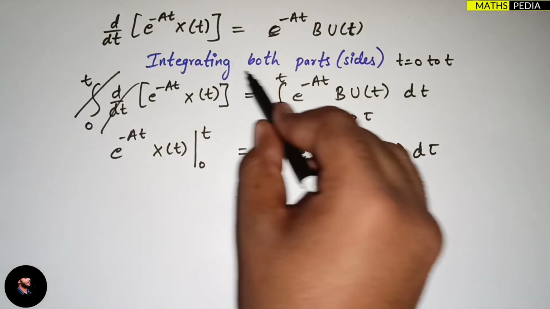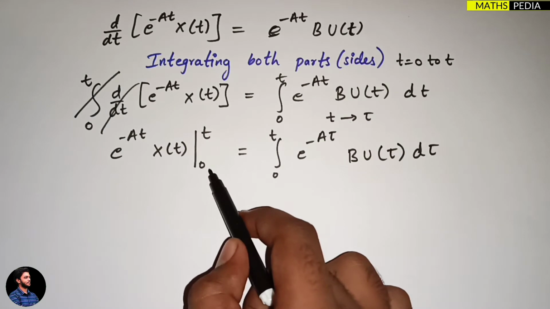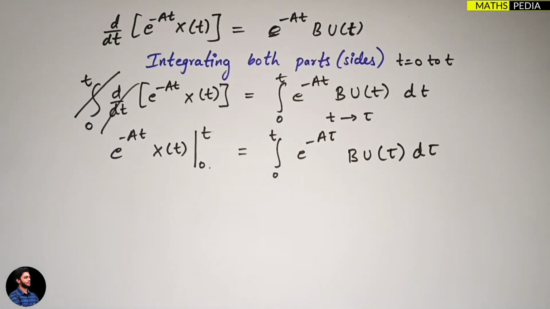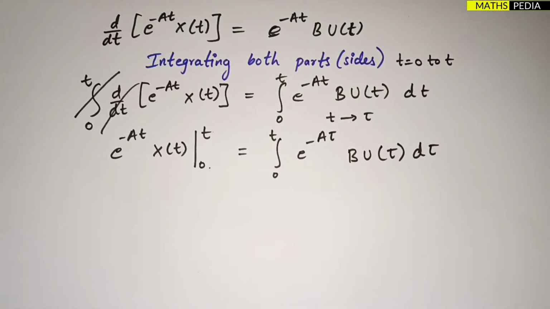So what I have done is integrate both sides from t equal to 0 to t. So what will happen? These two get cancelled. But the limits you have to put are 0 to t. Here also you have to integrate from 0 to t. And one more thing, remember, you have to make t as tau.